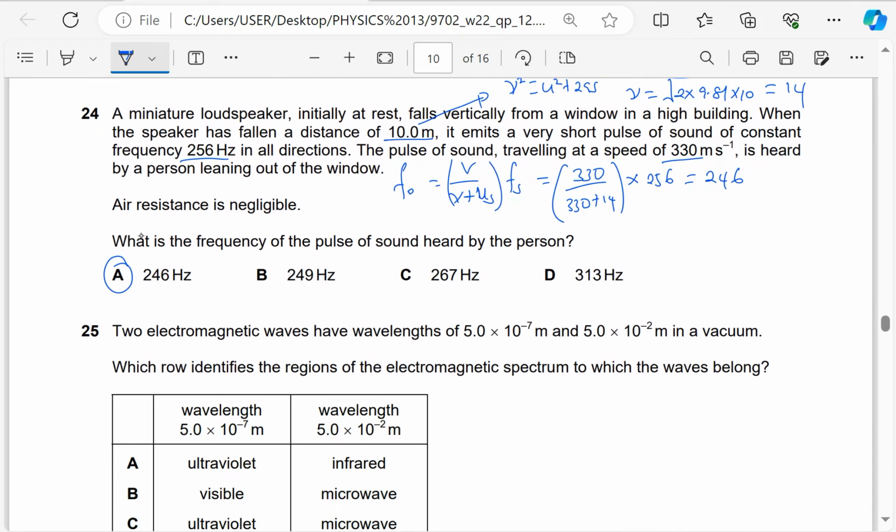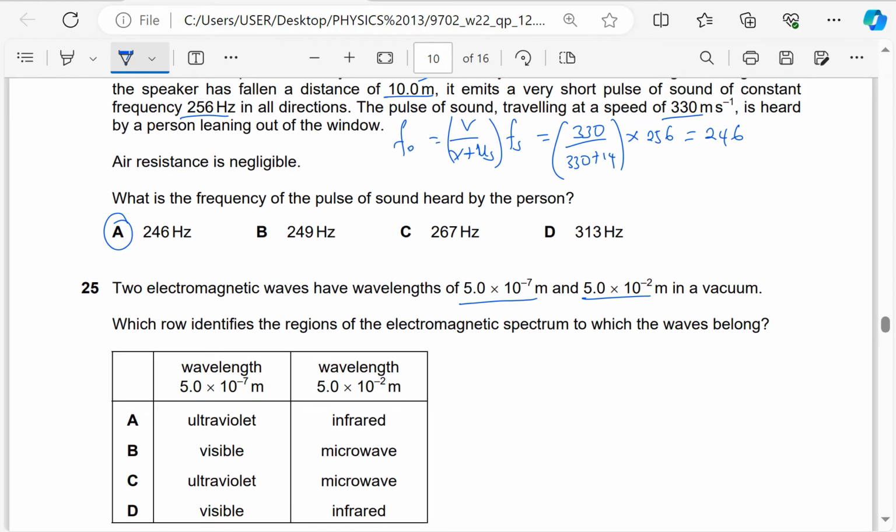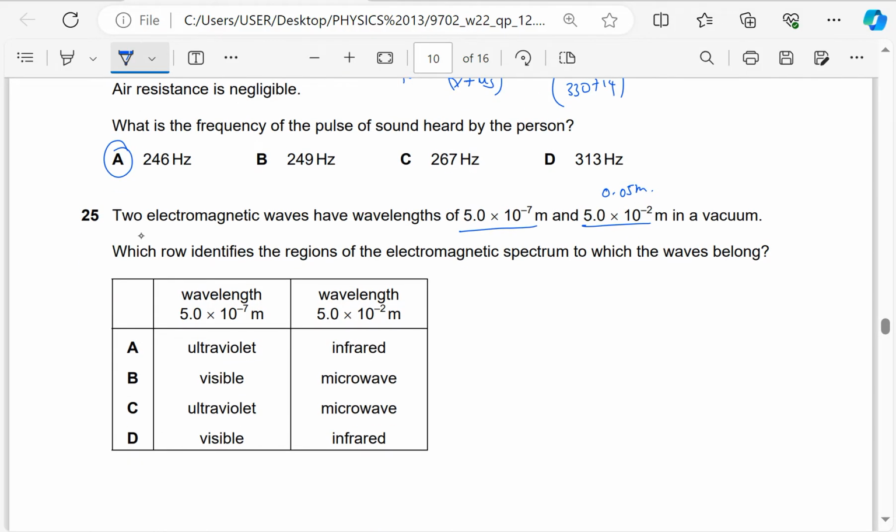Two electromagnetic waves have wavelengths 5 times 10 to the power of minus 7 and 5 times 10 to the power of minus 2. I think the first is visible. The second, 5 times 10 to the power of minus 2, is 0.05 meters, I think that is microwaves. Which row identifies the regions of the electromagnetic spectrum to which the waves belong?